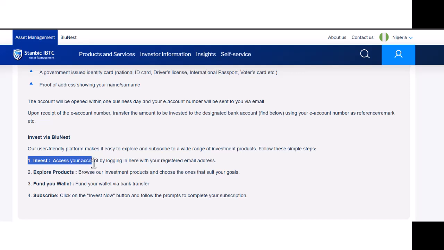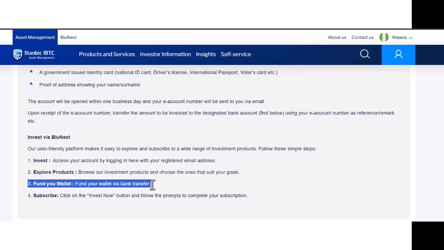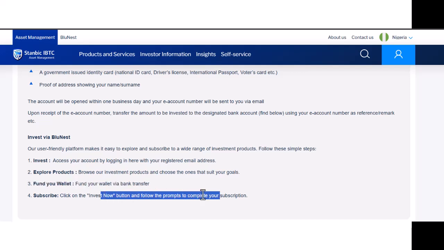Access your account by logging in here with your registered email address. Then explore products, browse our investment products and choose the one that suits your goal. Then fund your wallet. Then subscribe by clicking on the invest now button and follow the prompts to complete your subscription.